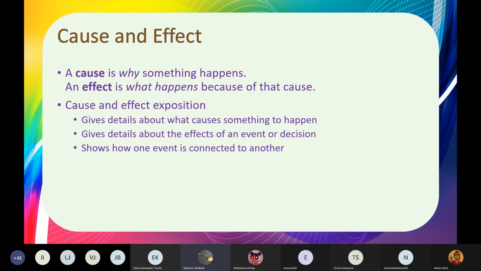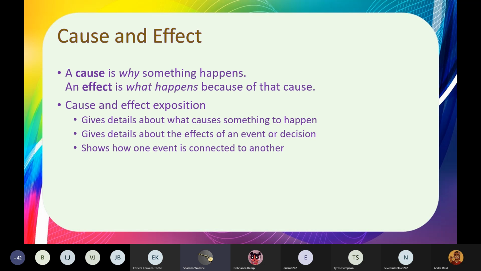Yes. All right. Now, cause and effect is also a form of exposition. Cause is why something happens. We know that. Effect is what happens because of that cause. Cause and effect exposition gives details about what causes something to happen. It gives details about the effects of an event or decision and shows how one event is connected to another. So this is also expository in nature. It's giving details, giving information. Again, remember, exposition has to do with information being given, being explained.